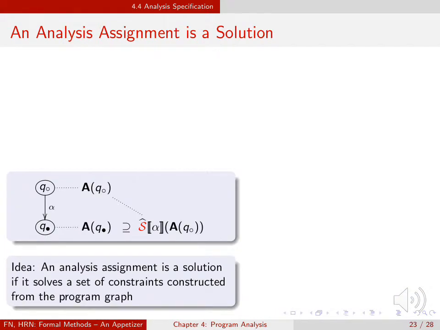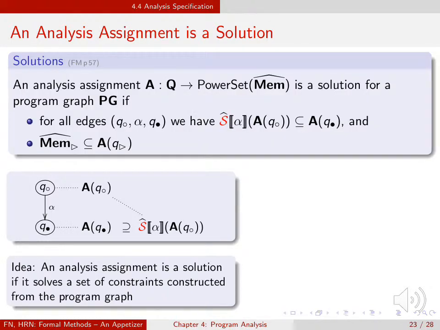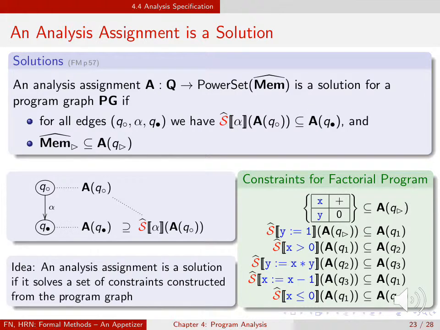We now approach our second subtask, that of ensuring that an analysis assignment solves the constraints from the program graph. This is illustrated by the diagram here. Whenever we have an edge, the analysis information at the target node must contain the result of applying the analysis function to the analysis information at the source node. This can be expressed as done here, also taking care of recording the initial memories at the initial node. For the factorial program, this amounts to checking the following constraints that we informally talked about also earlier.